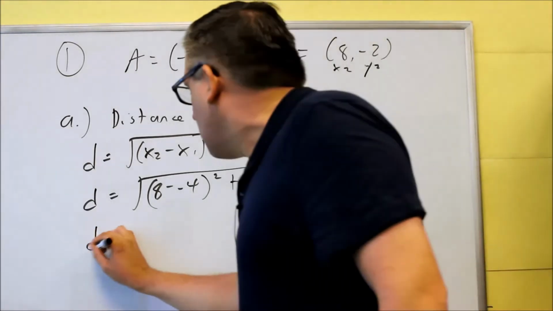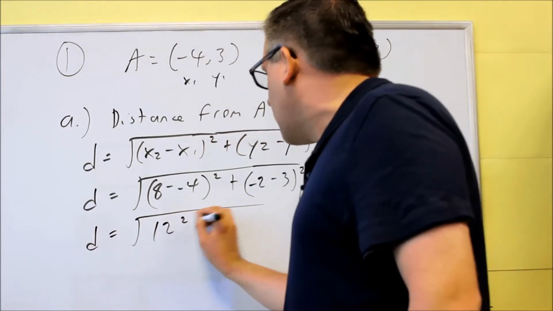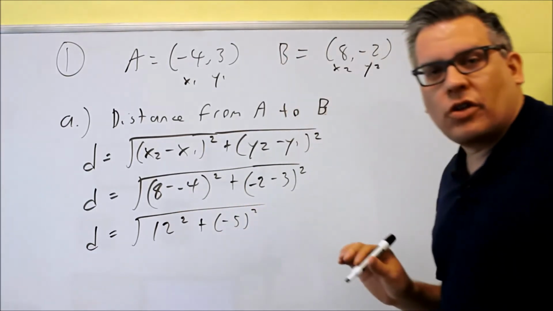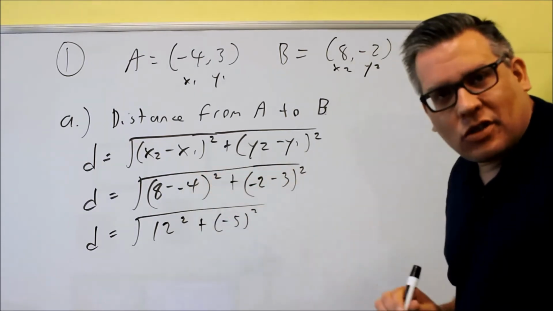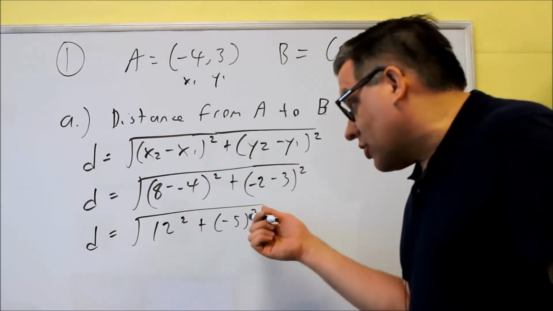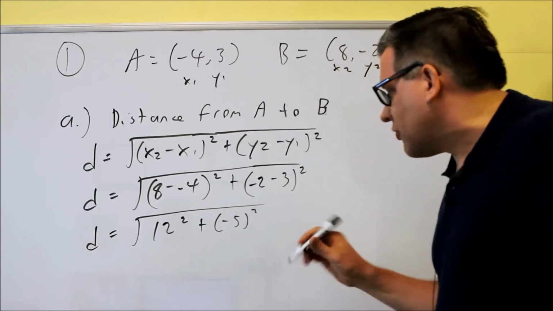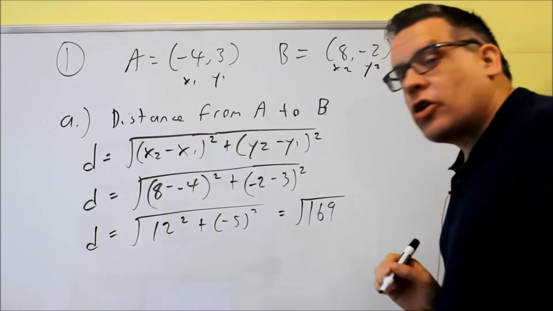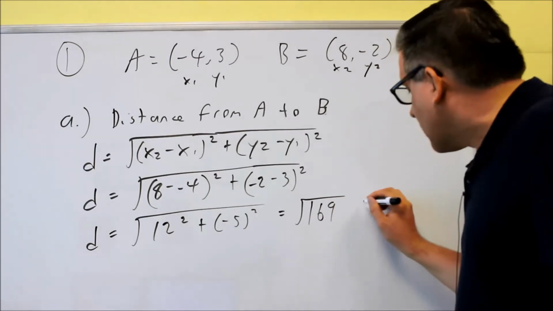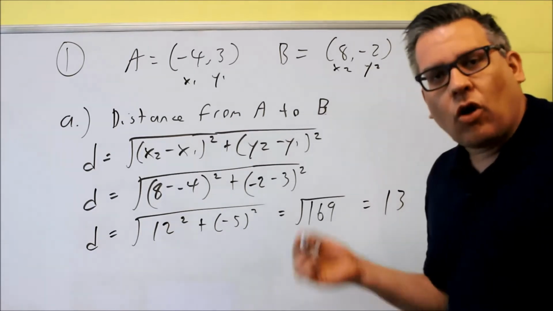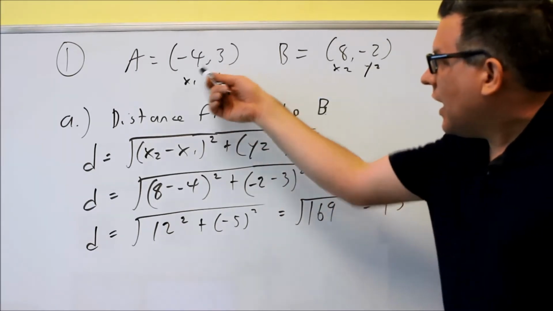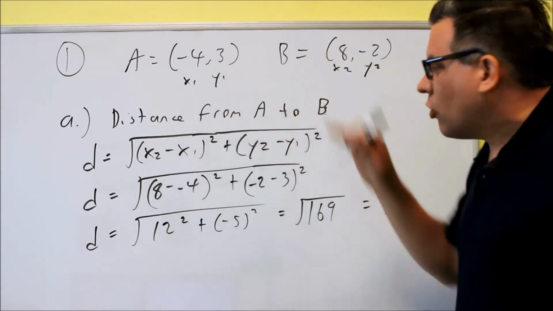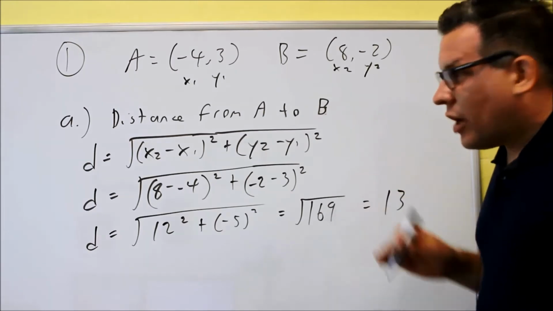Now we're just going to simplify it. This is going to be 12 squared. And then we get negative 5 inside squared. So the most important thing is just be careful, watch your signs when you're working these out. And then we're just going to simplify this. 12 squared plus 5 squared. 144 plus 25 is going to give you square root of 169. Then square root of 169 happens to come out to a whole number. So now we know that the distance from A to B is 13. There's no units that we have to put on here because these are just coordinates. And so that would be your answer for part A.